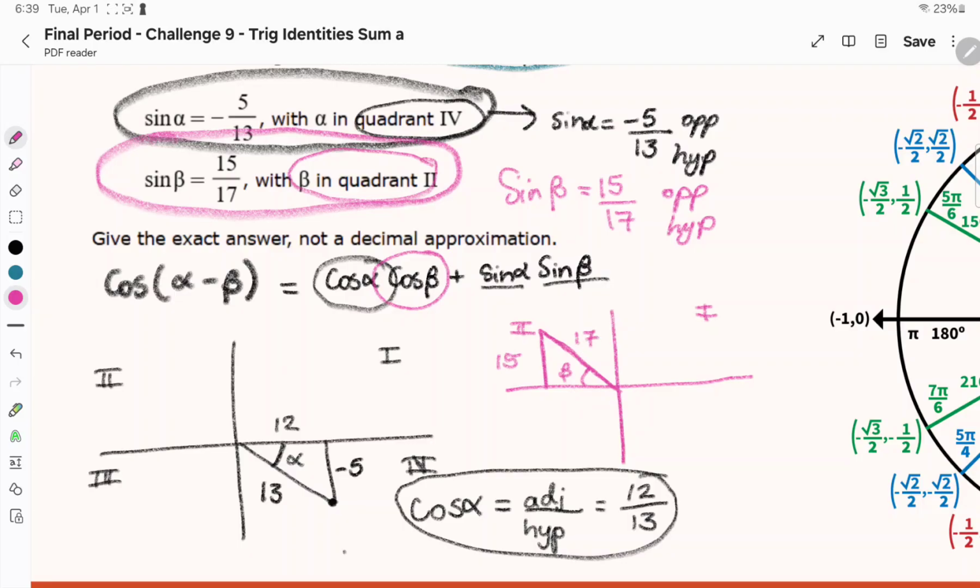And I can use the Pythagorean theorem again to find the adjacent side, which I already got with the Pythagorean, is 8. And now I can get the cosine of beta. It's going to be adjacent over hypotenuse. Our adjacent side is 8 and our hypotenuse is 17. Right? That's it. Have I finished?